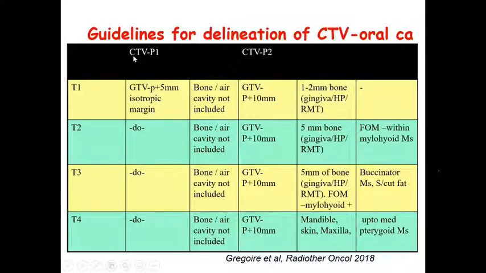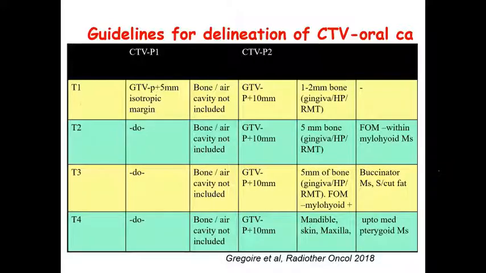Now, if you look at the CTV-P1 and you look at the tumors from T1 to T4, you will find that everything is identical because you drew the GTV and then you expanded by 5 millimeters isotropically, and you edited it for bone and air. That is what you do irrespective of the T stage. Now let's move on to CTV-P2, which is the intermediate risk CTV. That's where you need to focus on the modification.